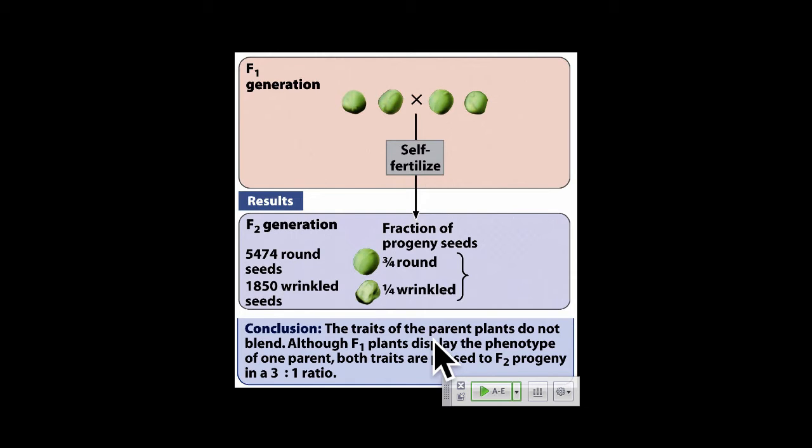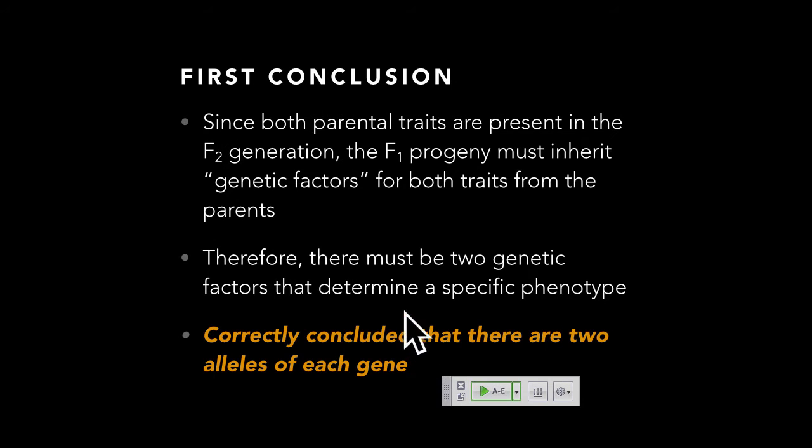Does that make sense? Okay. All right. So these factors are being transmitted from one generation to the next as discrete units. And since both parental traits were present in the F2, the F1 must have inherited both traits from the parents. Therefore, there must be two genetic factors that determine a specific phenotype. Is that consistent with what we know? Yes. He correctly concluded that each gene had two alleles.